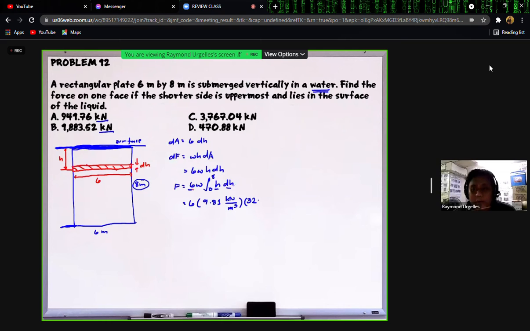So this will be, ito meters din to, di ba? So basically cubic meters na to, no? Again, meters to, meters to, meters to. So may cubic meters pa tayo diyan. So cancel yung cubic meters, kaya matitira sa atin ay kilonewton, di ba?